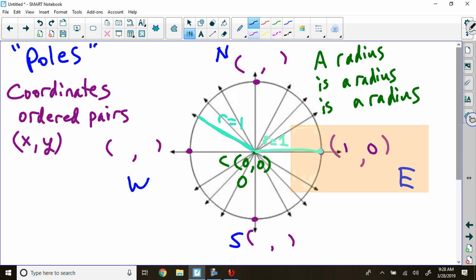What happens when we go up to the North Pole? Keep in mind that's in line with the same x value, so the x value is not going to change. So that's 0, 1 there. Let's go to the South Pole. Still in line, same x value, so at the South Pole it's going to be 0, negative 1. And moving over to the west, the coordinates at the west are negative 1, 0.